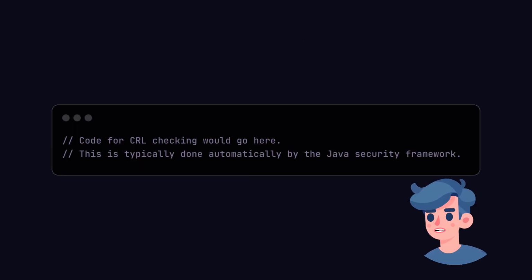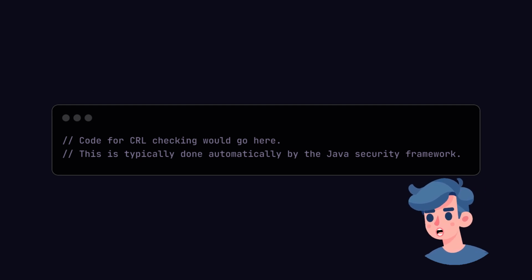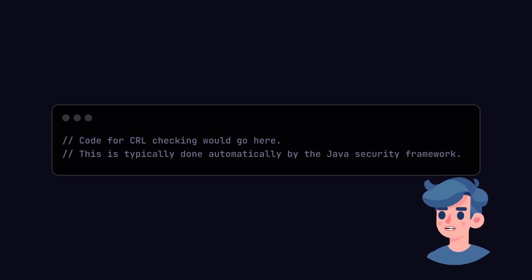Certificate revocation lists are lists published by CAs that include serial numbers of revoked certificates. Browsers check this list periodically to determine the validity of the certificates they encounter. Let's see a code snippet for how we might check a certificate against its CRL.